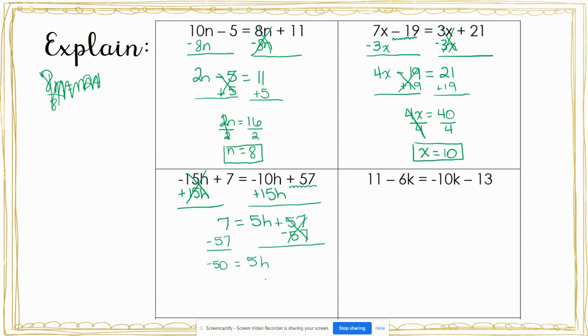Now I still need to get h by itself, so I need to get rid of this 5. I see that 5 is being multiplied here, so I'm going to use the inverse, which is dividing by 5 on both sides of the equation. Now we need to be careful right here because this does not say 50 divided by 5. It says negative 50 divided by 5. When I have negative 50 divided by positive 5, I'm going to get an answer of negative 10. On this side of my equation, 5 divided by 5 is 1, and if I have 1h, that's the same as just h. So the 5's cancel to leave me with h. This means that my solution is negative 10 equals h.